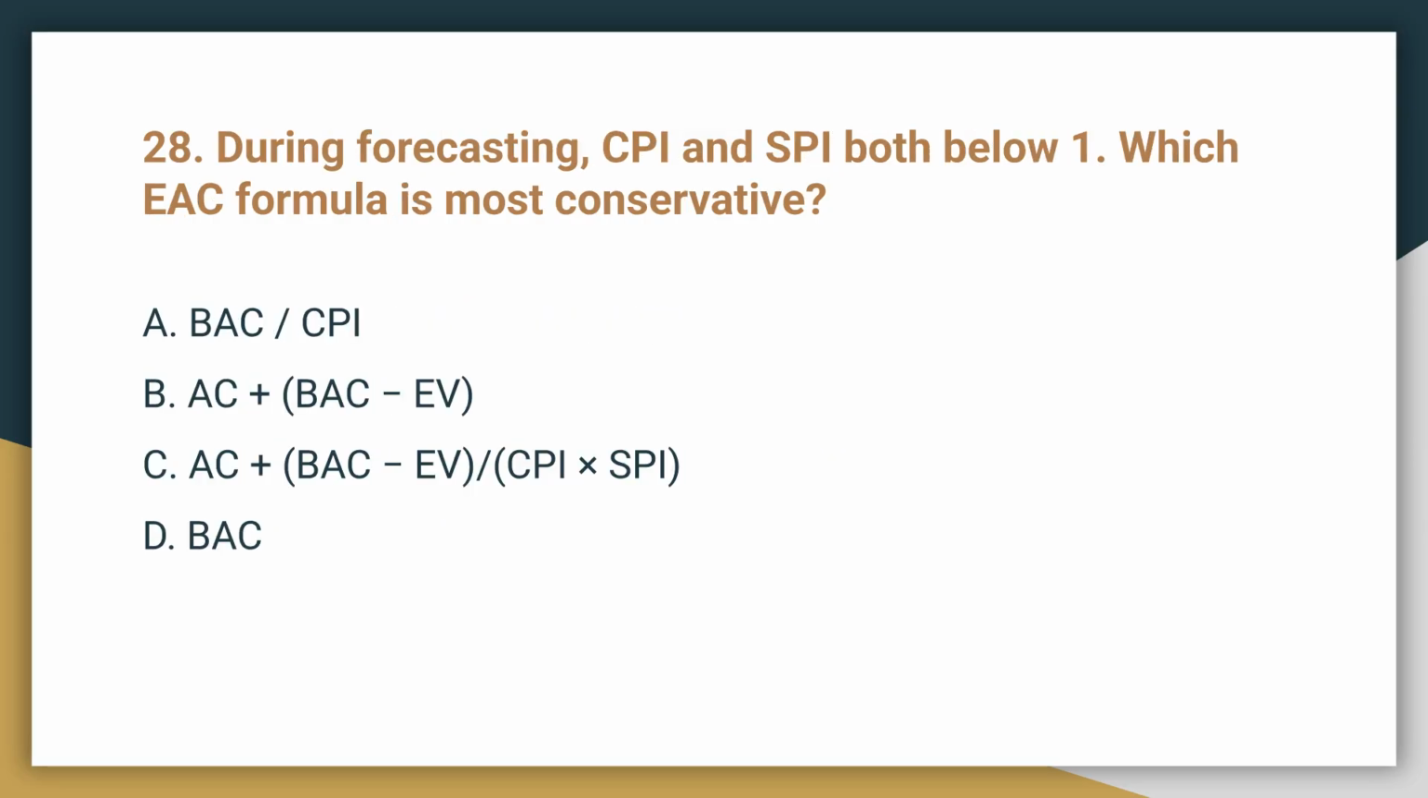Question 28. During forecasting, CPI and SPI are both below 1. Which EAC formula is most conservative? The correct answer is C, AC plus BAC minus EV divided by the product of CPI and SPI. This formula is the most conservative, as it accounts for inefficiency in both cost and schedule.